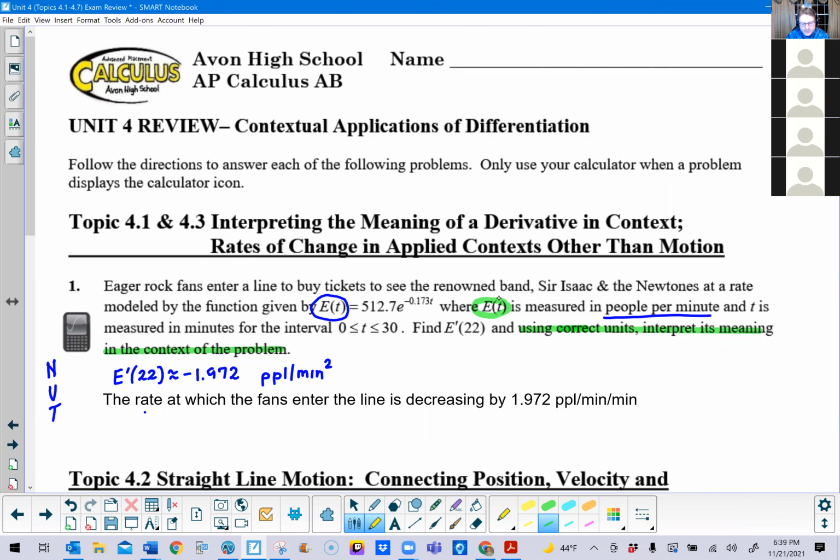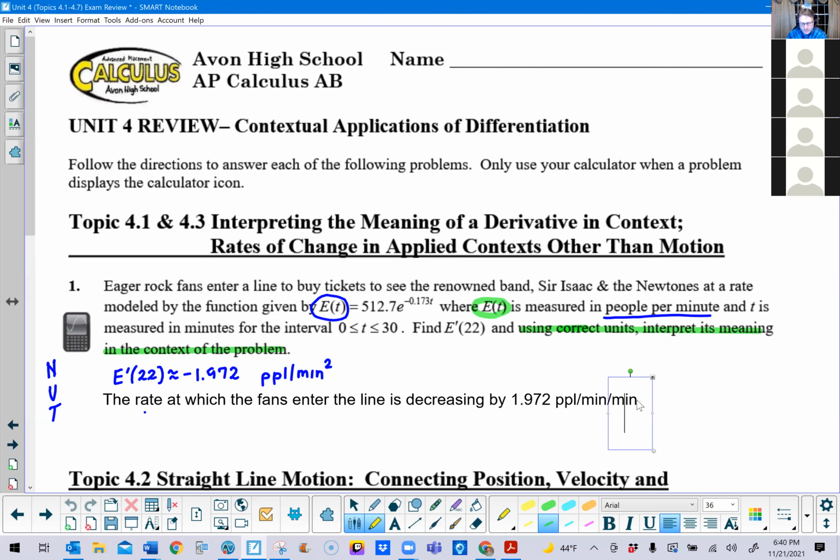Fans enter the line, and the problem is I don't have a number to plug in for t, but let's say I plug in something like 22, and let's say I get 50. I could say fans enter the line at 50 people per minute. Never have the word rate in there, but it's a derivative, right? So that's the thing that I'm looking for here.